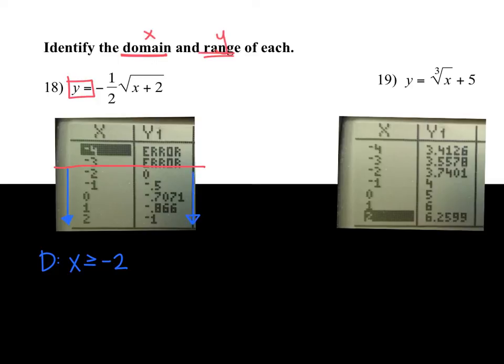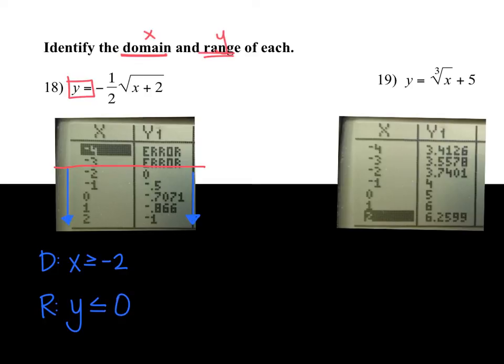Also, as I move through my y values away from the error, my y values are starting at 0, so I've got range is y. And then think about what they're doing. I start at 0, and then I move into the negative numbers, so my y are getting smaller. So my range is going to be y is less than or equal to 0.